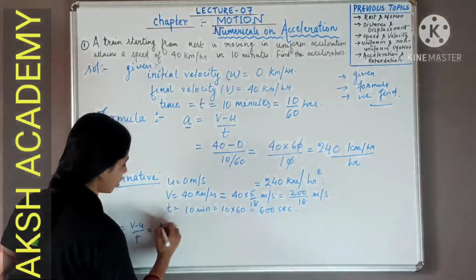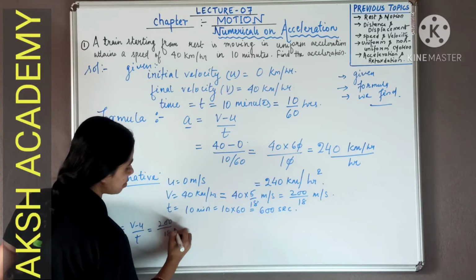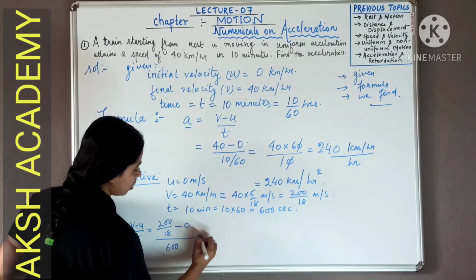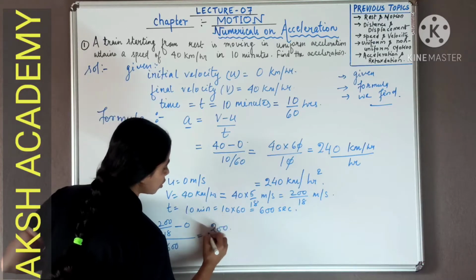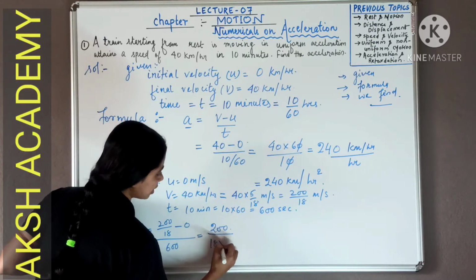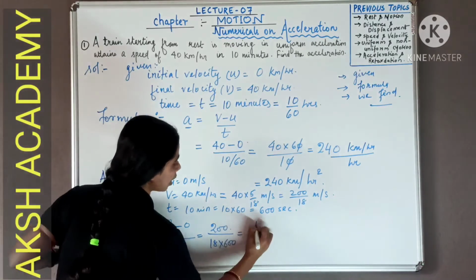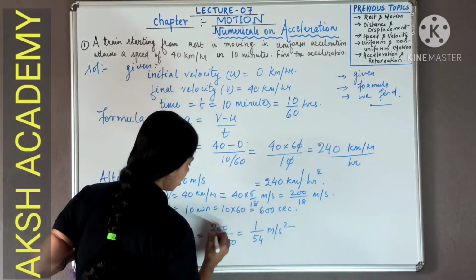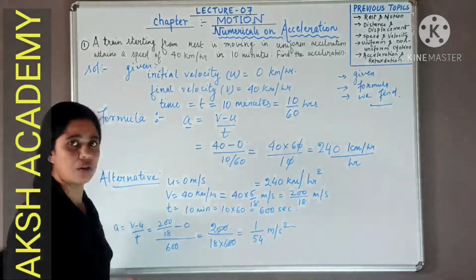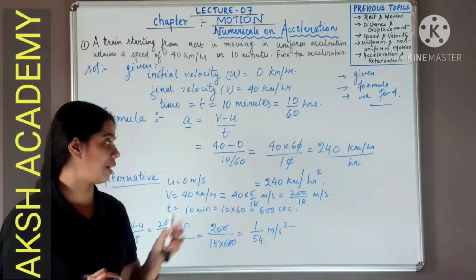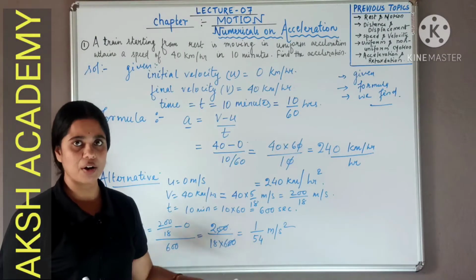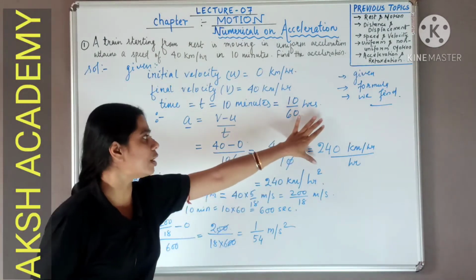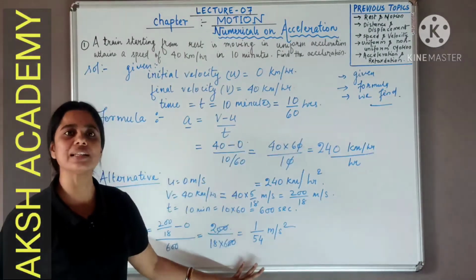V is 200 by 18 minus 0 by 600. So when you solve it, 200 by 18 into 600, it will come to 1 by 54 meter per second square. So whichever method you want, you can find it out. If in the question it is not given in SI unit, you can do it in this method. And if it is given in SI unit, you can solve it in this.